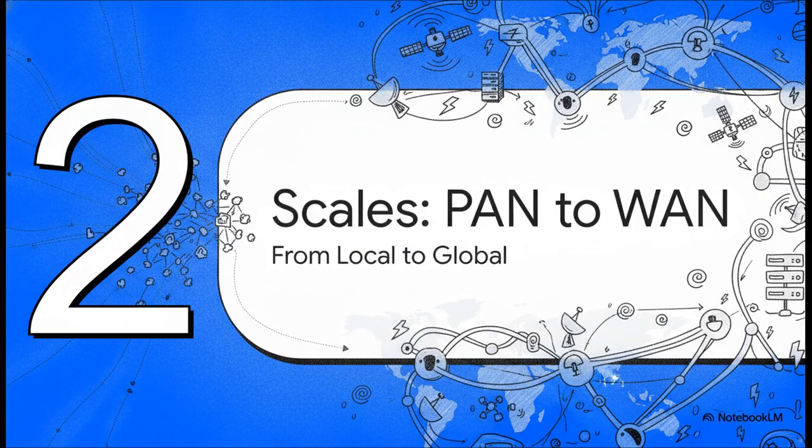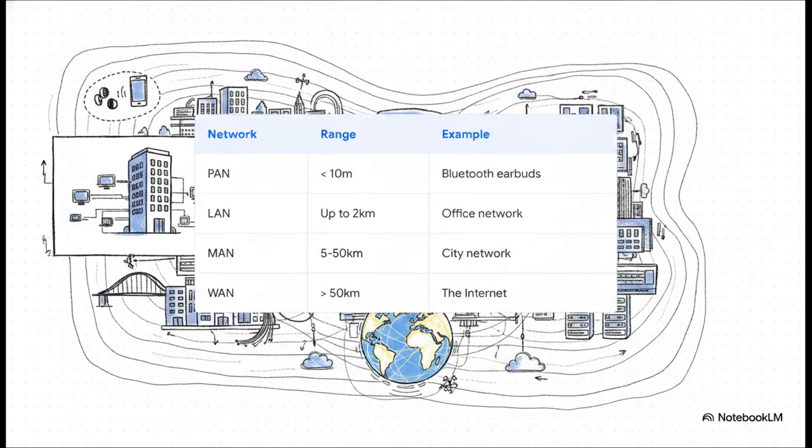Moving right along, we have Section 2, Network Scales, from PAN to WAN. Before we get into shapes, we have to grasp the sheer scale of these things. And this brilliantly illustrates how networks expand so massively in scope. We start at the smallest level, with the PAN, the Personal Area Network. This is tiny, under 10 meters. Think of your Bluetooth earbuds connecting to your phone in your pocket.